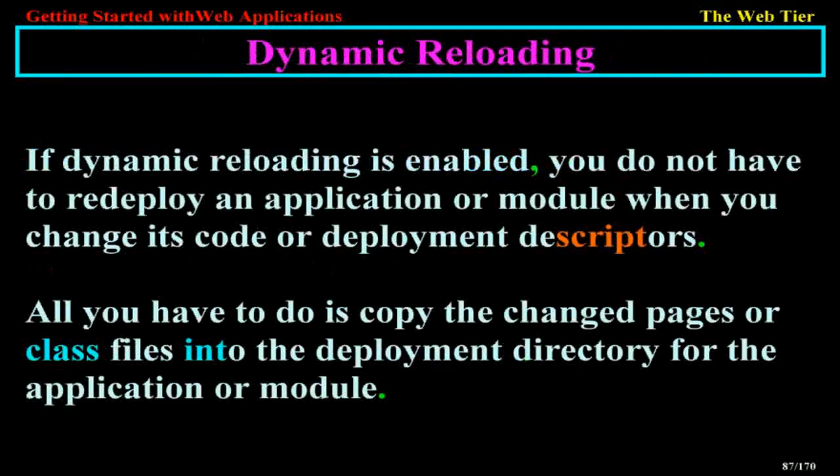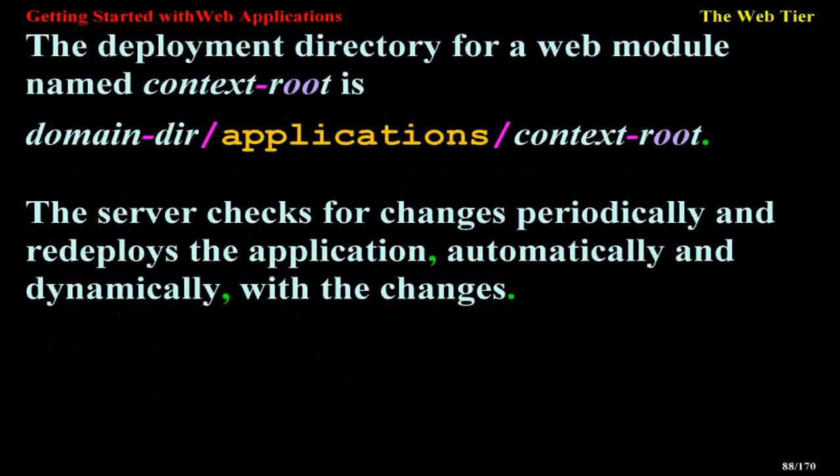Dynamic reloading. If dynamic reloading is enabled, you do not have to redeploy an application or a module when you change its code or deployment descriptors. All you have to do is copy the changed pages or class files into the deployment directory for the application or module. The deployment directory for a web module named context-root is domain-dir/applications/context-root. The server checks for changes periodically and redeploys the application automatically and dynamically with the changes.